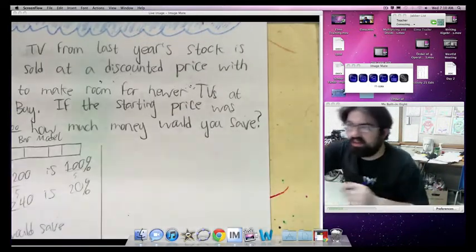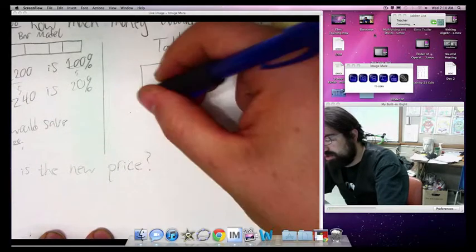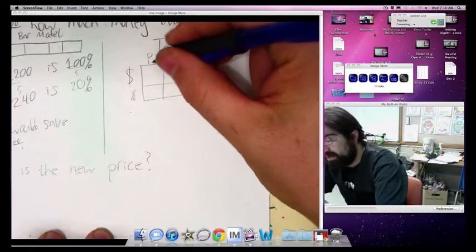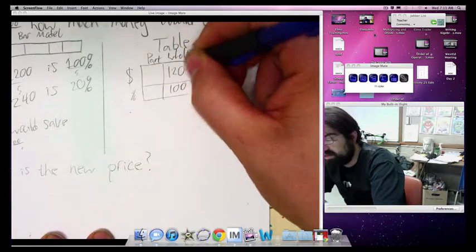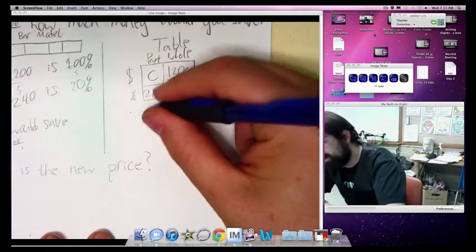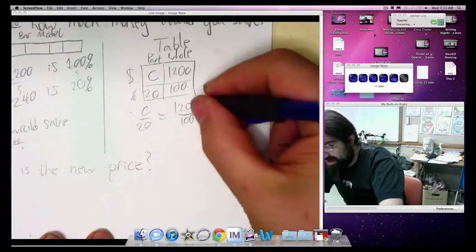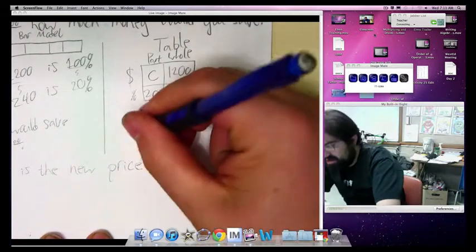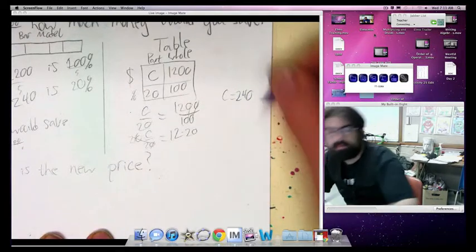Let's say I bust out the table method, just because, why not show two ways this morning? Percent, price, I'm putting a price symbol because it's money. Part, whole. Well, the whole price, the normal price, is $1,200. I'm taking 20% off. I'm wondering what this is going to be. We'll put C for cost. C over 20 is equal to 1,200 divided by 100. Those are my ratios. I'm just going to cancel this out. This is really just C over 20 equals 12, so multiply both sides by 20. So C equals 240. Cool.